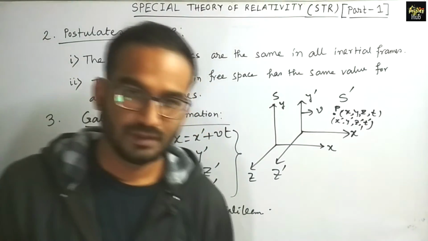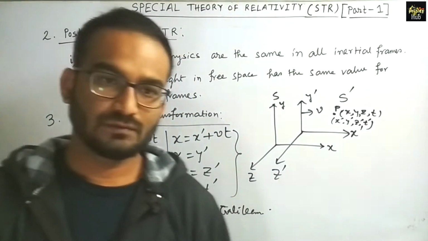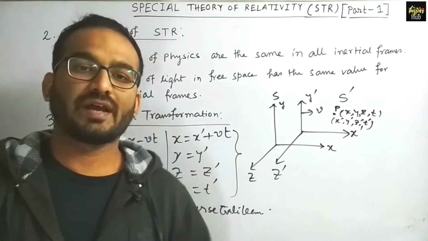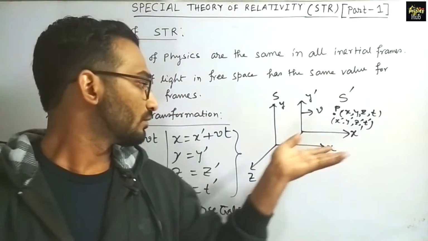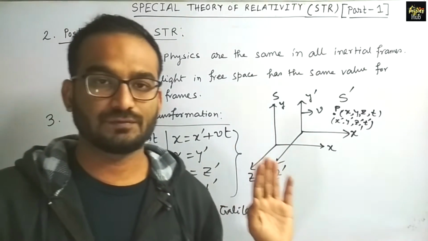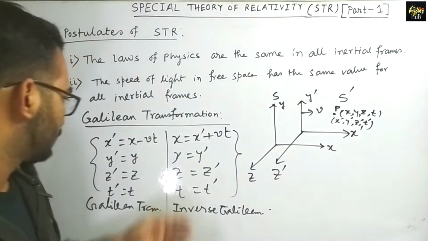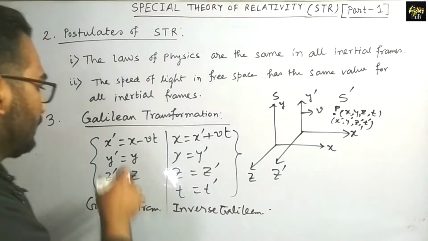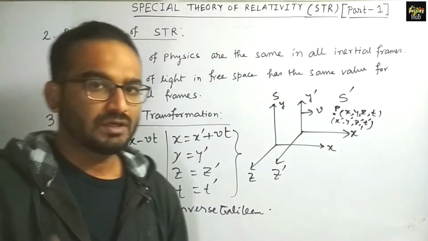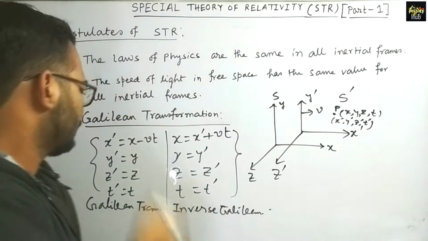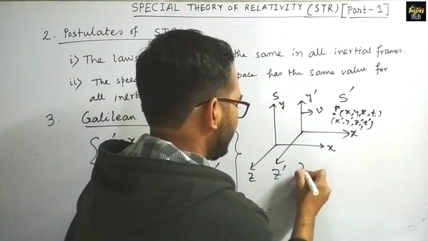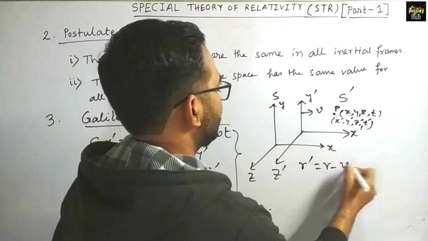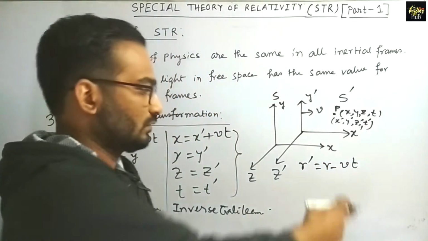Now the question is, why should we introduce another transformation when we have this Galilean transformation? Let's look at that case. So let's take an example. These are coordinates, and now we are trying to find out the velocity. In general terms, we can write r prime equals r minus vt. Okay, this is the coordinate.